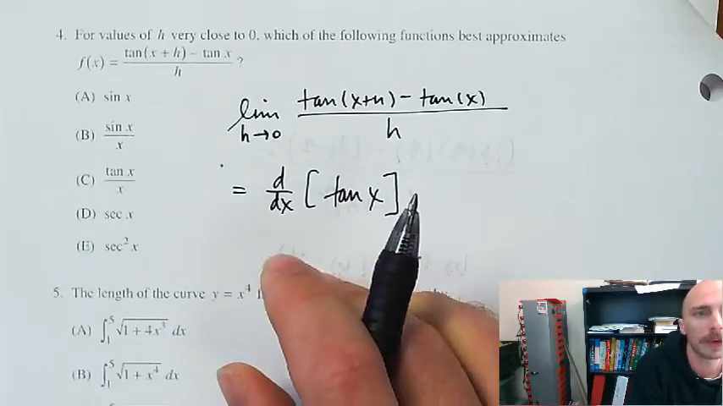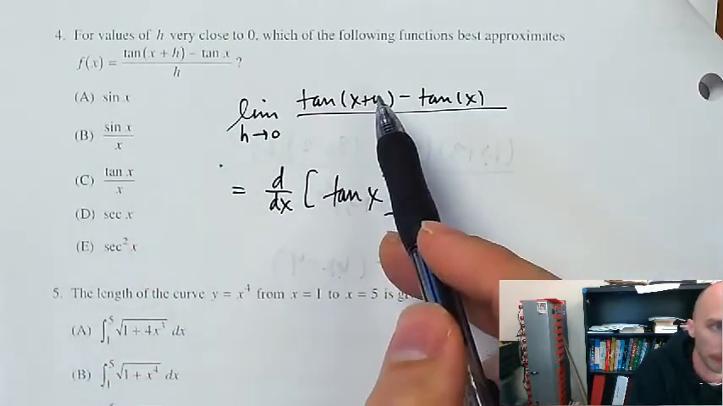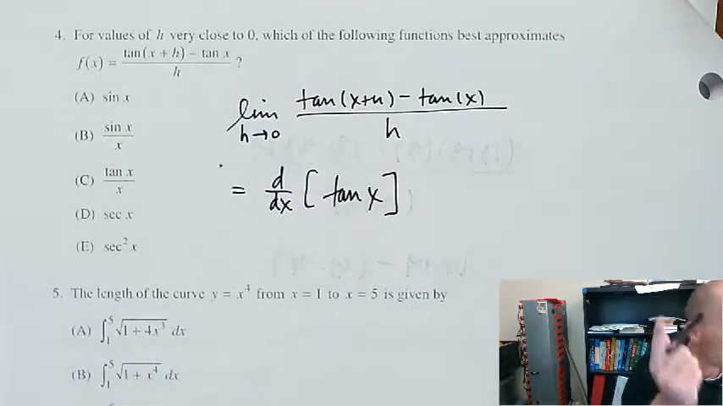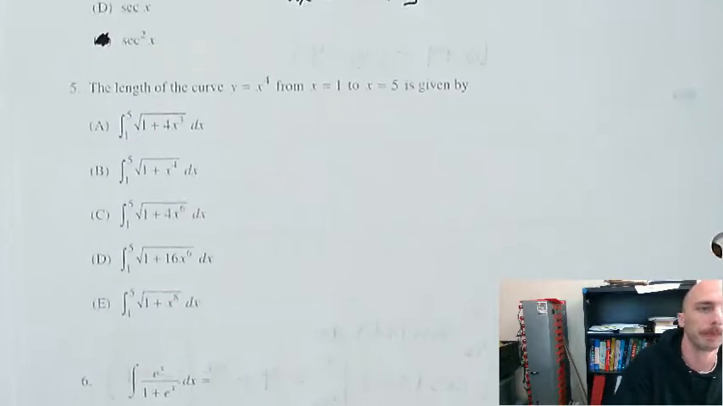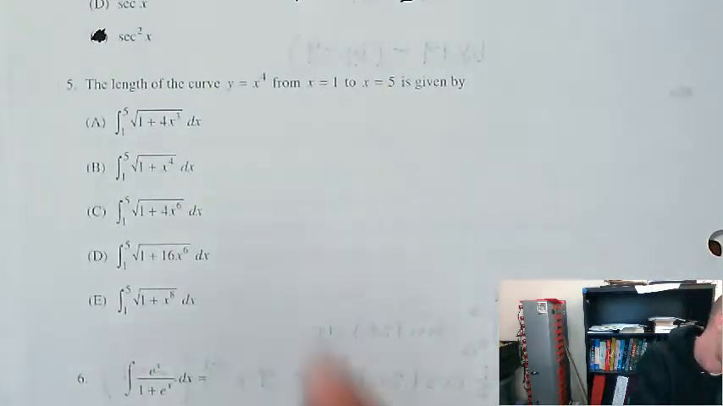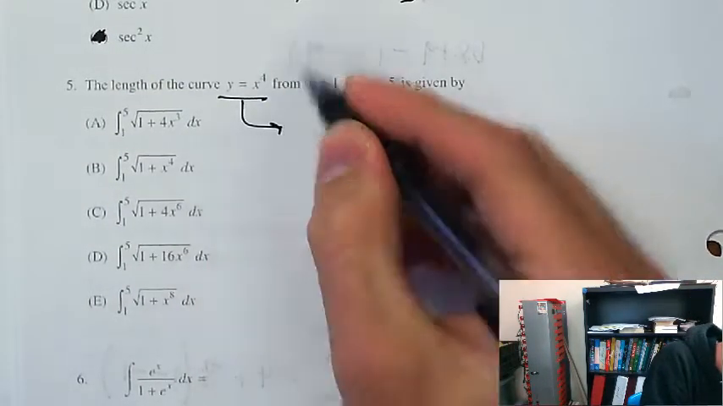Hopefully you don't have to write this down. If you recognize, okay, they're talking about the derivative of tangent, I know the derivative of tangent. It's secant squared. Okay. Arc length. Okay, this is y equals f of x.